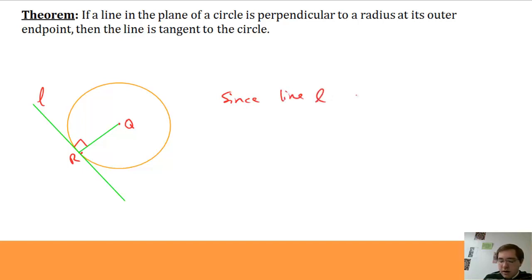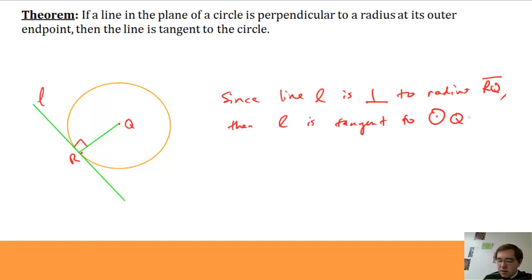So this theorem would say since line L is perpendicular to radius RQ, then L is tangent to circle Q at R. Since we've got a line perpendicular to the radius, that line must be tangent to the circle, which means it can only touch the circle at R and nowhere else.